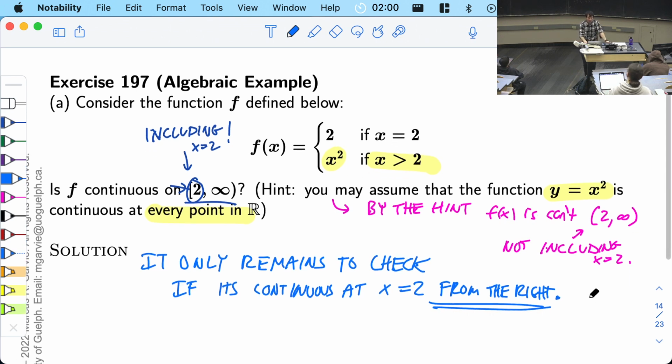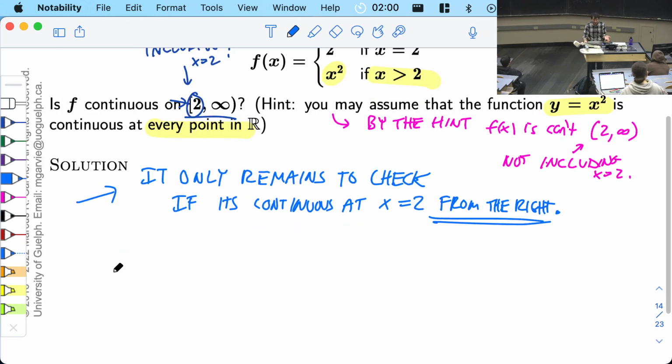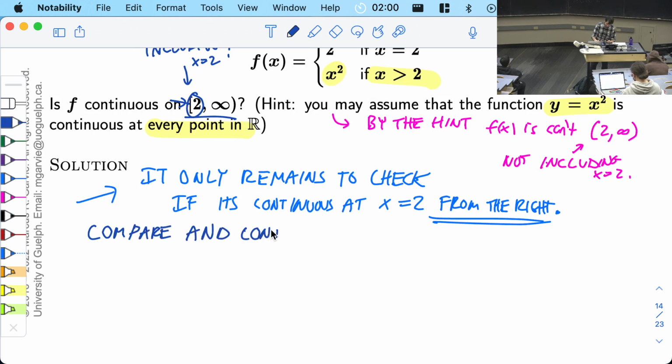Let me know if there are any questions here. I'm going to check if it's continuous from the right. So far, I've reduced the original question into just this question: is it continuous from the right? Questions about how that worked? Okay, so how do you check if something is continuous from the right? You have to compute two things. Compute and compare. In English class they say compare and contrast. We're going to compare and contrast the value of the limit as x goes to 2 from the right of f of x versus the value f of 2.